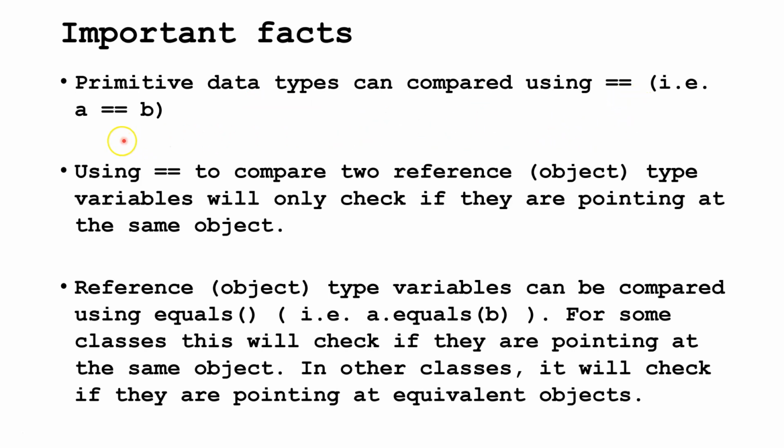For example, if we've got two primitive variables, we can say a double equals b, and that Boolean expression will return either true or false. Using double equals to compare two reference, also known as object type variables, will only check if they are pointing at the same object, not whether those two objects have equal values. Also, reference, object type variables can be compared using the equals method. For example, a.equals(b). For some classes, this will check if they are pointing at the same object, much like using double equals. In other classes, it will check if they are pointing at equivalent objects, and we'll discuss that more later.